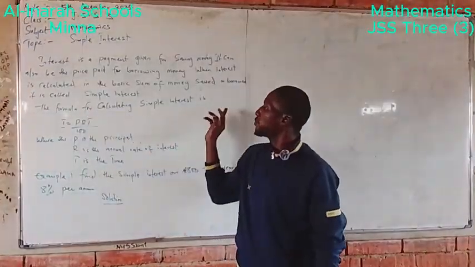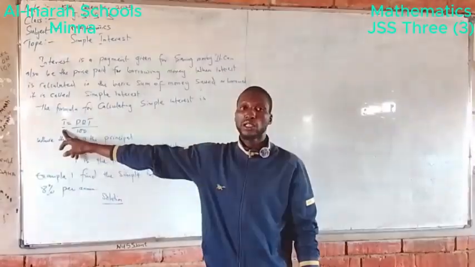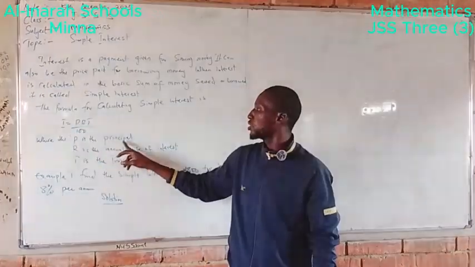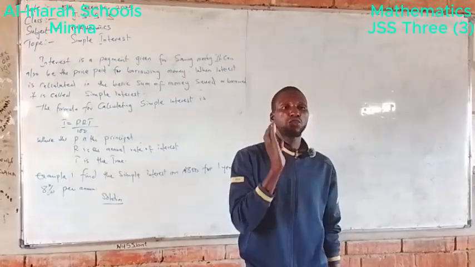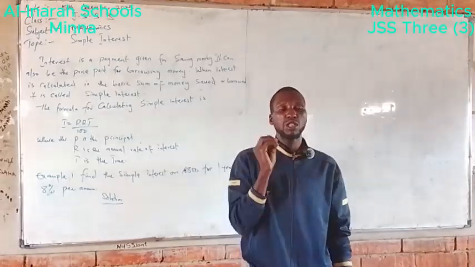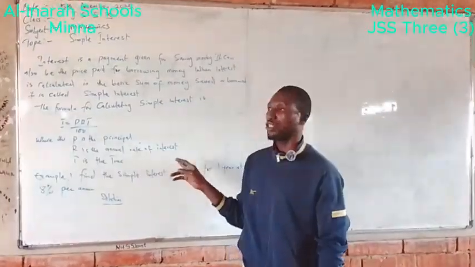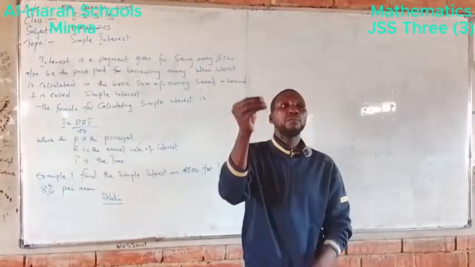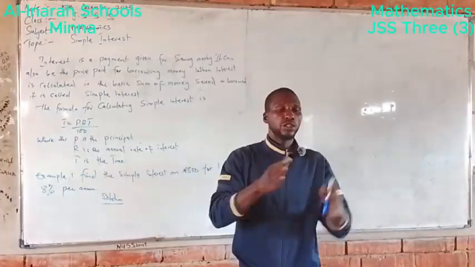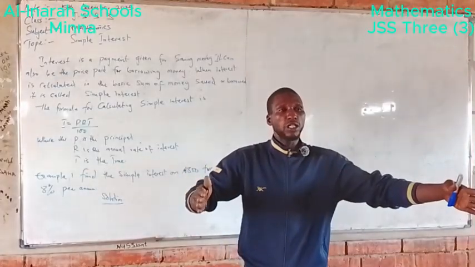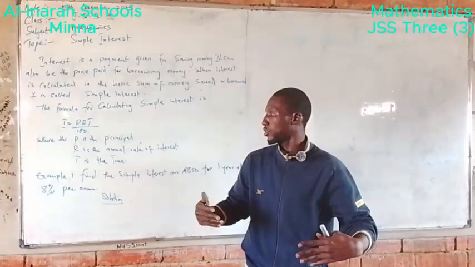Now, after that, we have a formula for calculating interest. The formula for calculating simple interest is what? I is equal to PRT over 100. The I stands for what? Interest. While the P stands for what? The principal. The principal is the amount being given to you. If you ask for 20 naira and 20 naira is given to you, that 20 naira is the principal. While the rate, the R, is the annual rate of interest, the money attached to that principal is the rate. While the time, T, is the period they give you to pay back the money.